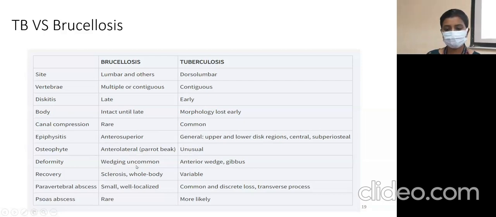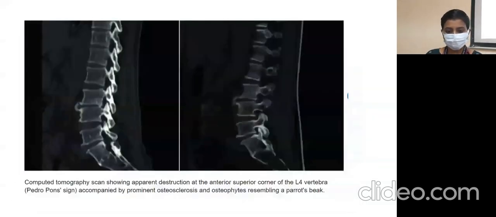As for deformity, wedging is uncommon here. In tuberculosis, a gibbus and anterior wedge is common. In recovery, the whole body is recovered and there will be sclerosis. In tuberculosis, it is variable. Paravertebral abscess is very small and localized, whereas in tuberculosis, it's common and there is loss of transverse process. Psoas abscess is rare in brucellosis, whereas in tuberculosis, it's more likely. So this is the parrot beak appearance showing the anterosuperior corner of the vertebra destruction in brucellosis.